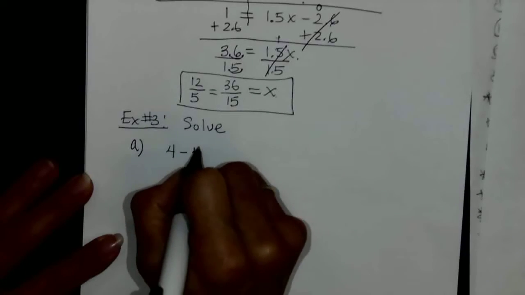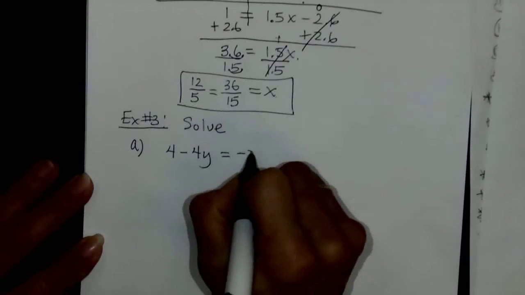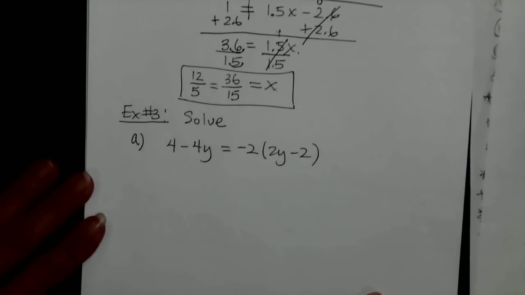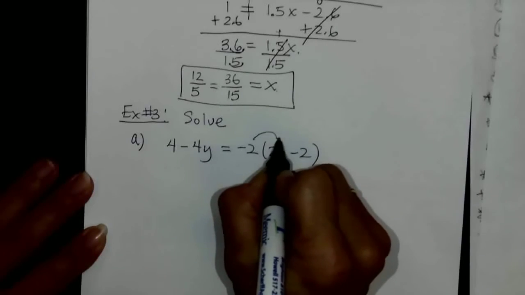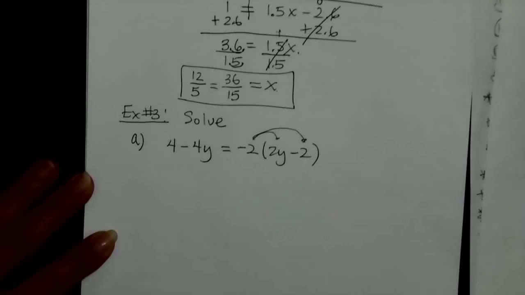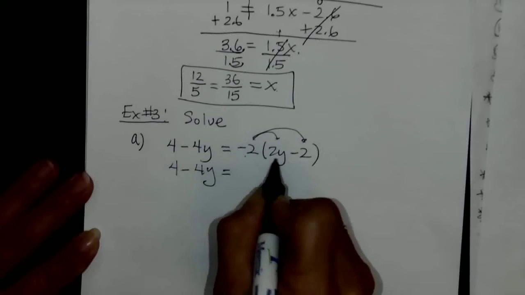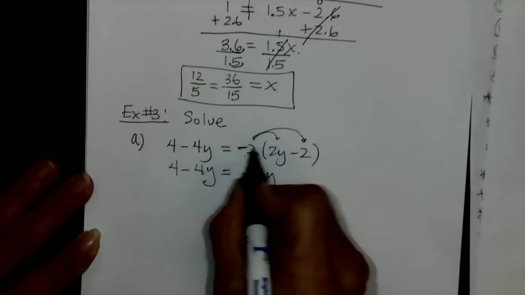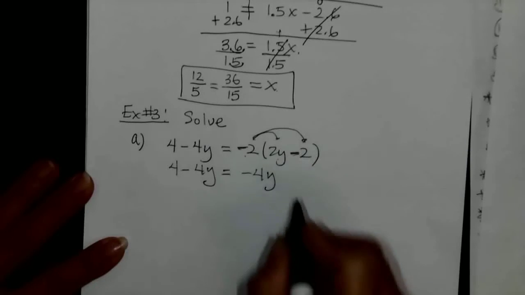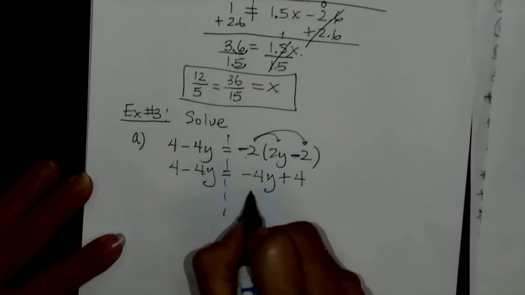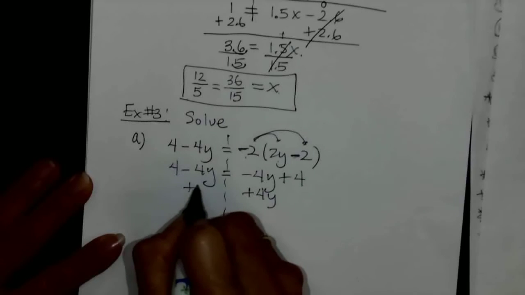Here's the first one. 4 minus 4y is equal to negative 2 times 2y minus 2. What's my first step? Distribute, right? So I'm going to multiply negative 2 into both. This becomes 4 minus 4y is equal to negative 2 times 2y, which is negative 4y, and negative 2 times a negative makes it a plus 4. Now we've got variables on both sides, so I'm going to bring all my variables to the left. You want to get rid of the negative, so first, plus 4y, plus 4y.